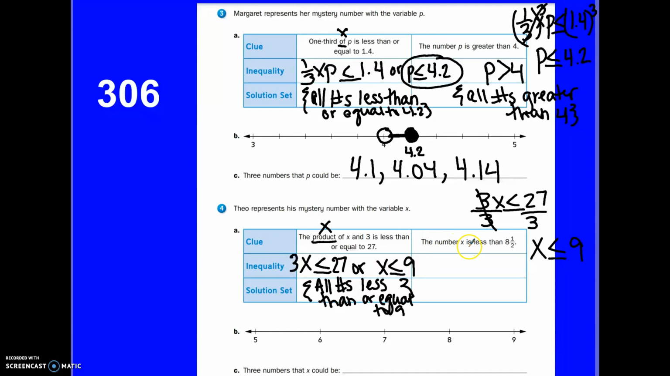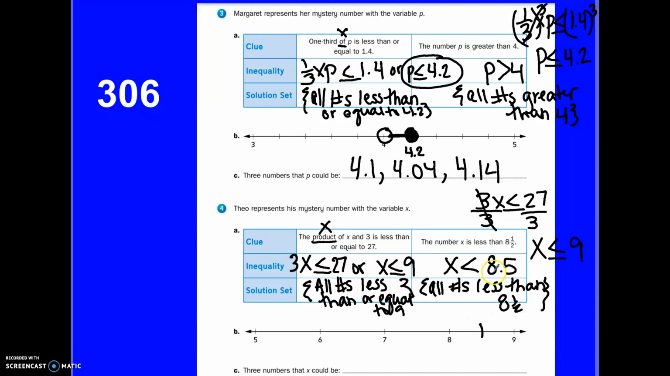So this side, it says the number x is less than 8.5. So x is less than 8.5, because remember 0.5 is the same as a half. So that solution set would be all numbers less than 8.5, right? So now, in order to graph that, I need to find 8.5, which would be right in between 8 and 9.